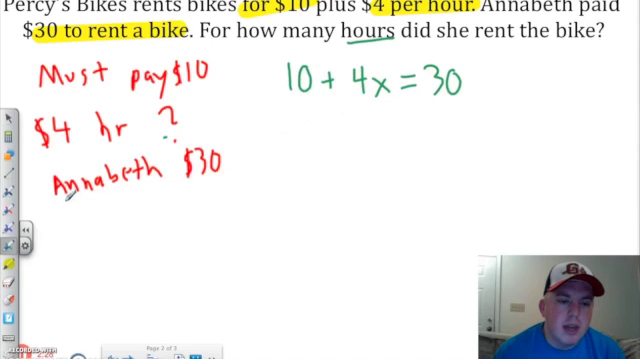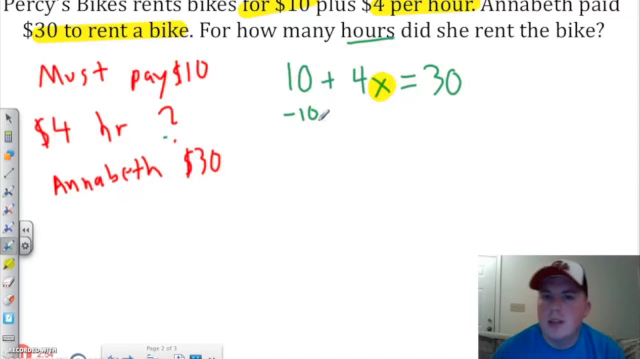Remember, we are trying to get our variable by itself. We call it isolating the variable. We want to get Mr. X so that he's all on one side of the equation, all by himself. So to do that, we have to undo what we have going on in this. We have addition and we have multiplication. Now, if you remember, we work through the order of operations backwards. So we want to get rid of the addition first. So we need to get rid of that plus 10, so we're subtracting 10.